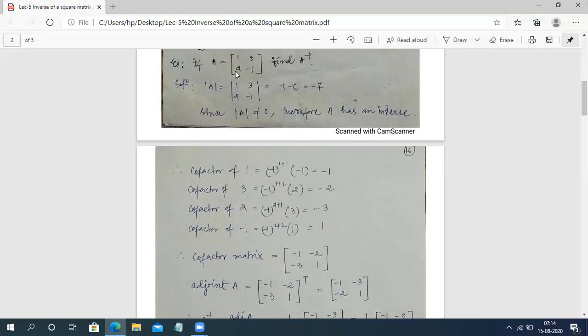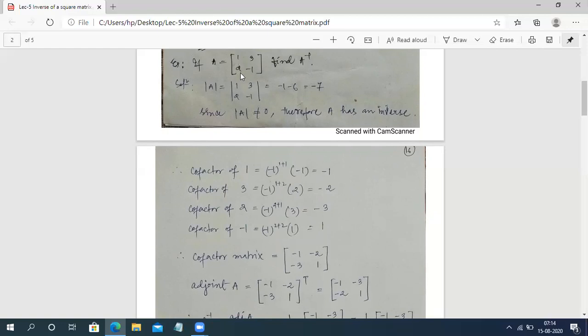Similarly, the cofactor of 3 will be 2, but if we put the sign, it will be (-1) to the power 1 plus 2, because its position is A12. So 1 plus 2 is odd, so it will be negative 2.